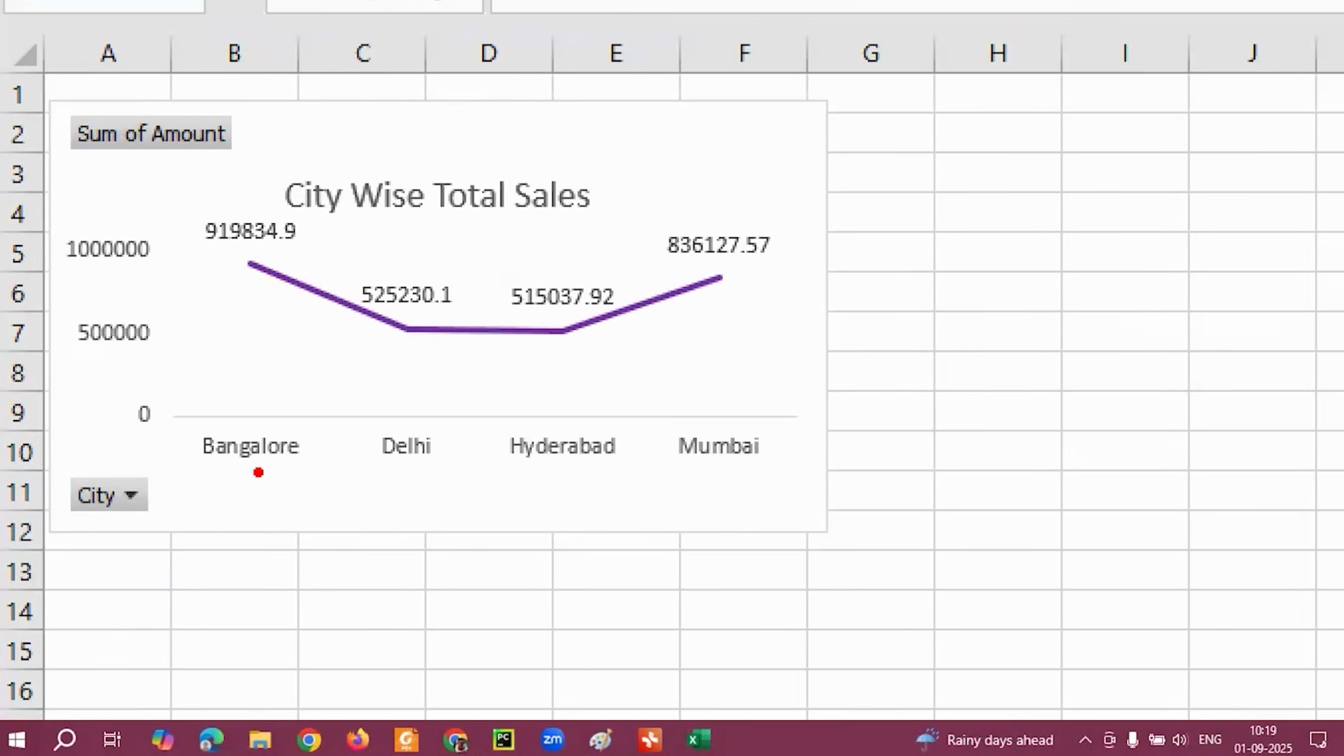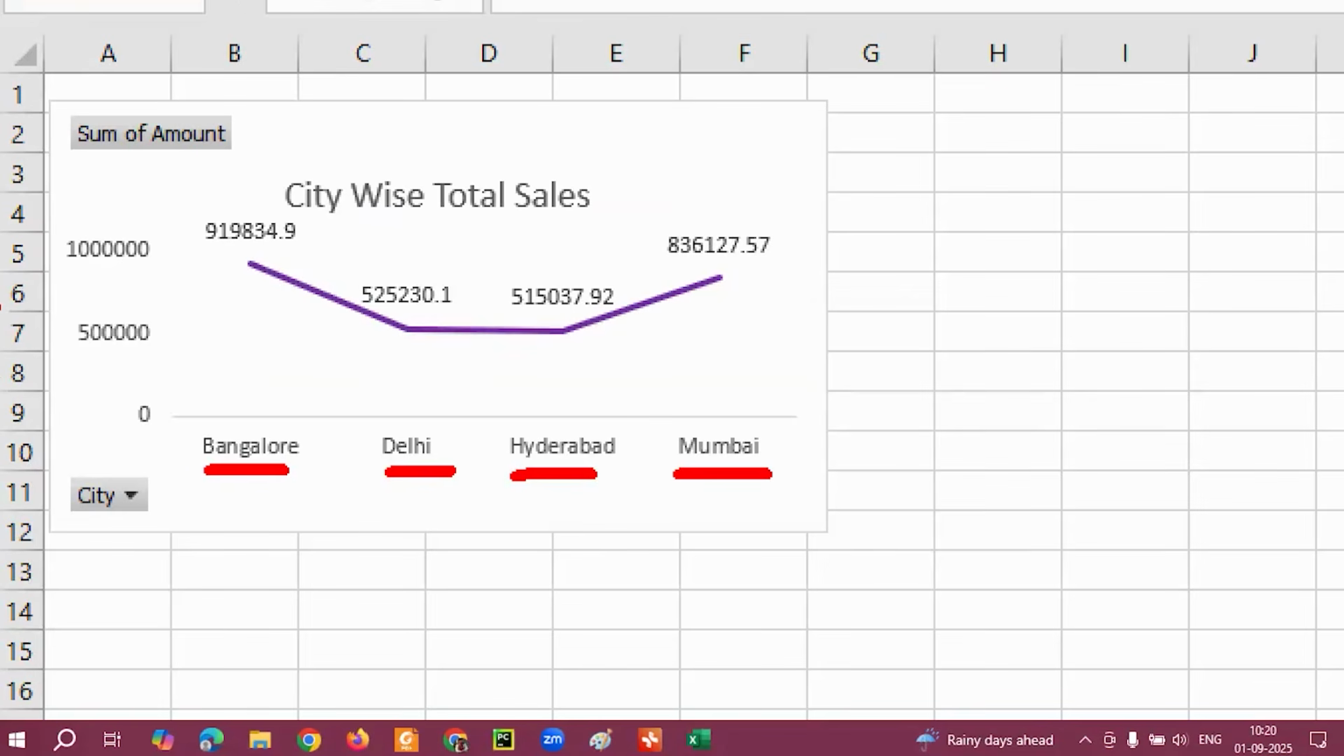Sir, our transactions are done, our business is done in 4 areas. Sir, what are the 4 areas? One is Bangalore, second is Delhi, third is Hyderabad, fourth is Mumbai. We have transactions in 4 areas: Bangalore, Delhi, Hyderabad, Mumbai. Sir, in which area do we have the highest transaction business? Bangalore, Delhi, Hyderabad or Mumbai?